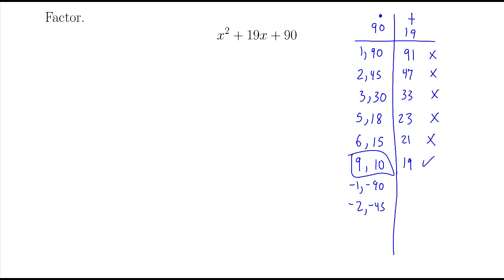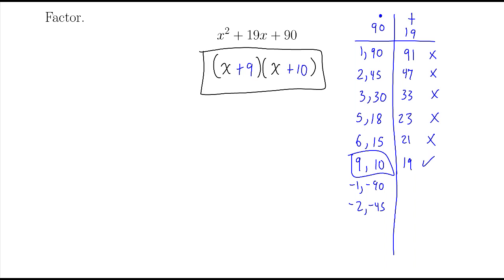Okay, so now we could do this the long way, but since there's an understood 1 in front of the x squared and nothing else, we can jump straight to it. We know that our numbers are going to be plus 9 and plus 10. So therefore, this thing factors to be x plus 9 times x plus 10.